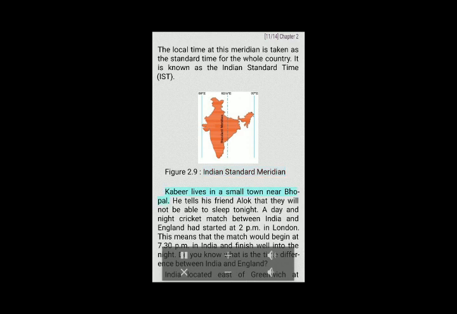Kabir lives in a small town near Bhopal. He tells his friend Alec that they will not be able to sleep tonight. A day and night cricket match between India and England had started at 2 p.m. in London. This means that the match would begin at 7:30 p.m. in India and finish well into the night. Do you know what is the time difference between India and England?